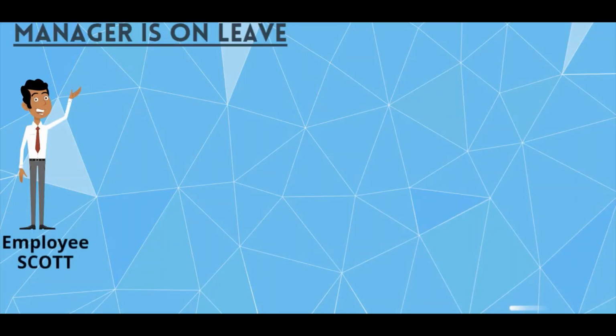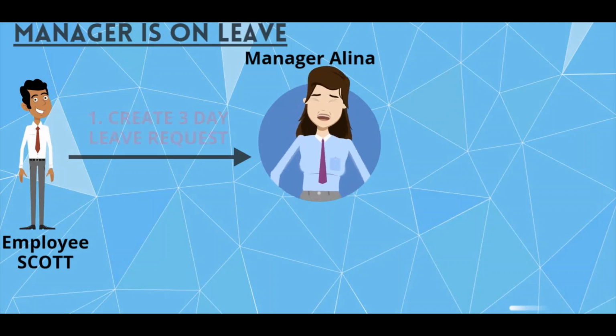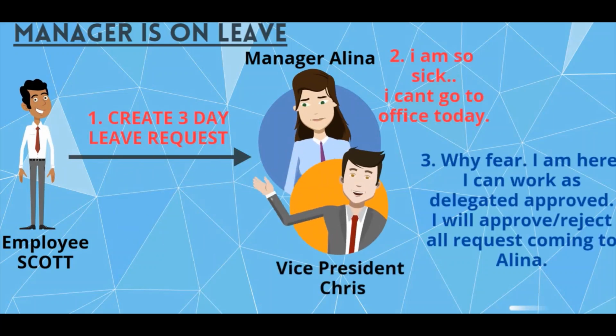I will explain. So let's say employee Scott has raised a request to Alina, and Alina is sick and she cannot come to the office that day, then we can have a delegated person, in this case Vice President Chris. He comes in and says, here I am, I can work as a delegated approver, and he can approve or reject any request coming to Alina. Now the question is, how do I configure Vice President Chris as a delegated approver for Alina so that he can take all the requests coming to Alina?